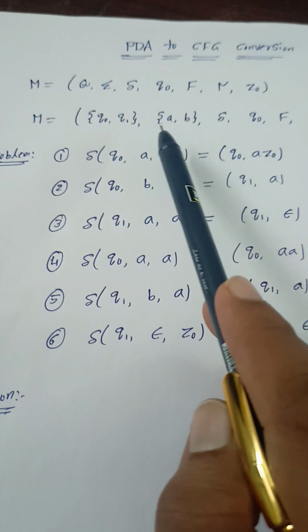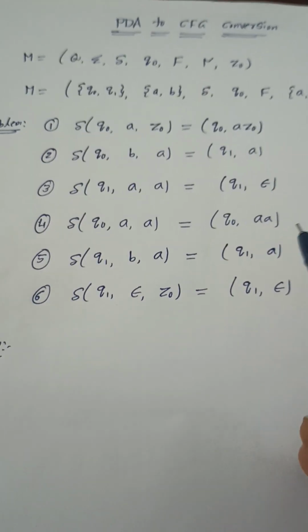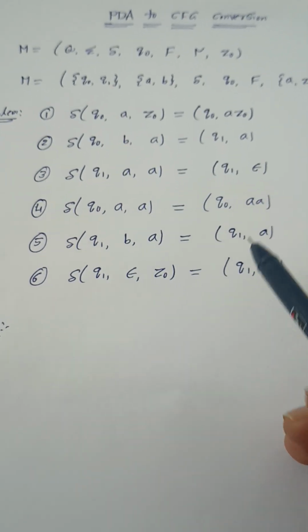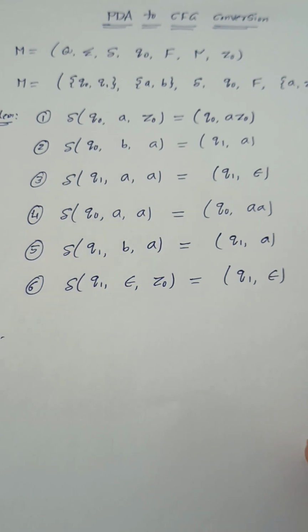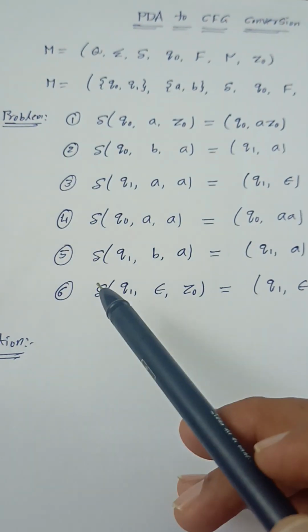Here in this particular problem, I will consider one small problem. This is in PDA format. Now our aim is to convert this pushdown automata into context free grammar. Here we have 6 transition functions.